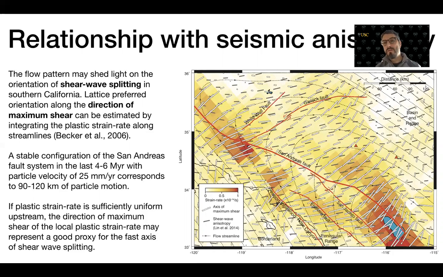In addition, the plastic strain rate creates plastic anisotropy and seismic anisotropy in the directions of maximum extension or the direction of maximum shear, which differ by plus or minus 45 degrees. So given these uncertainties, there is a good agreement between the direction of seismic anisotropy and the direction of the principal direction of plastic strain rate.